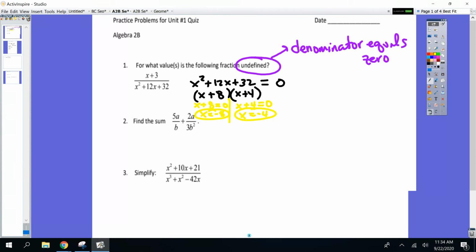Okay, next up, everyone all right? I don't want to go too fast. Any questions you want to ask there? Okay, let's go to 2. Now what's the sign in between the fractions? Addition, so that means common denominator time.